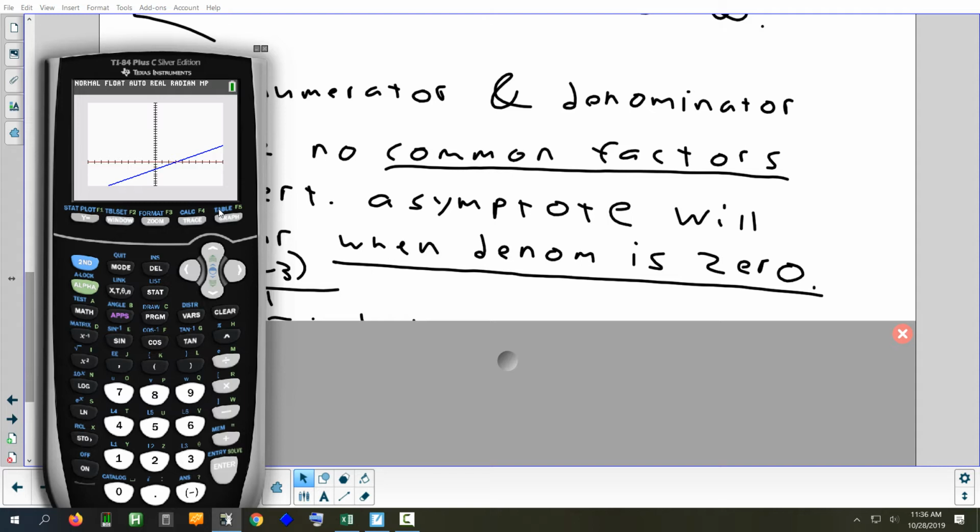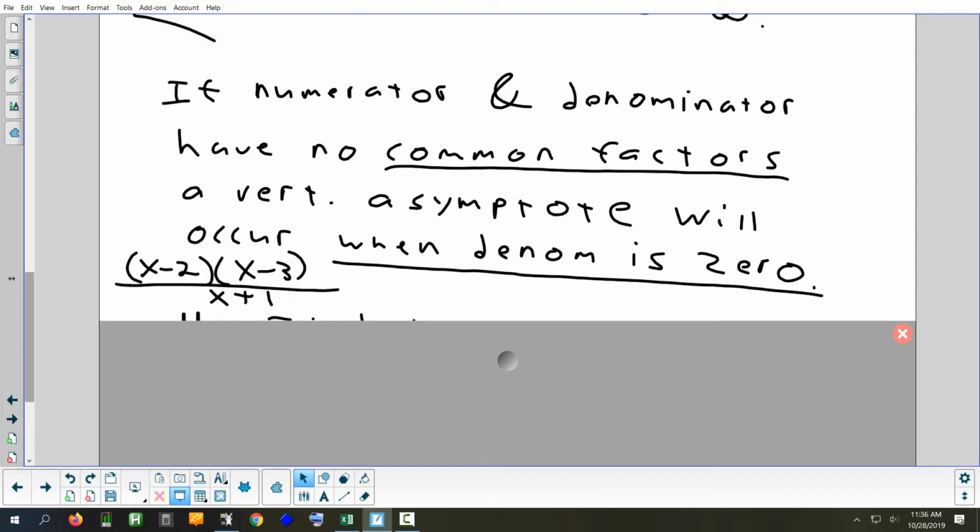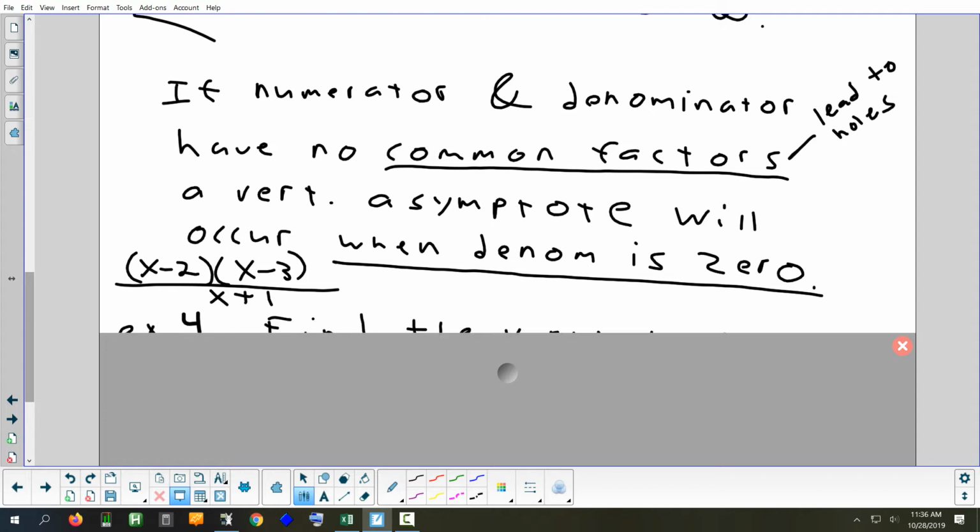Is that graph going crazy near -1, like going up still? No. What do we have at -1 now that we've talked about before? Yep, the gap. Yeah, we have a small hole. Okay? If you have a common factor, common factors lead to holes. Common factors will give you a hole in the graph. So as long as you don't have a common factor, then it's okay. Then you'll have a vertical asymptote.